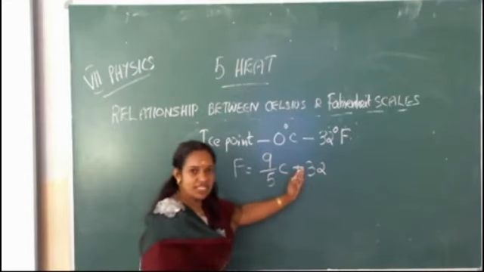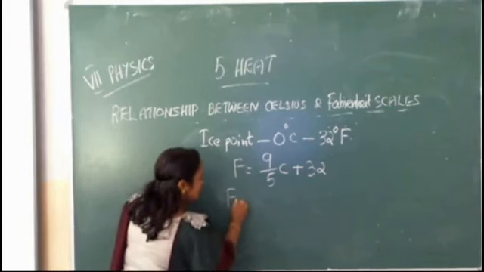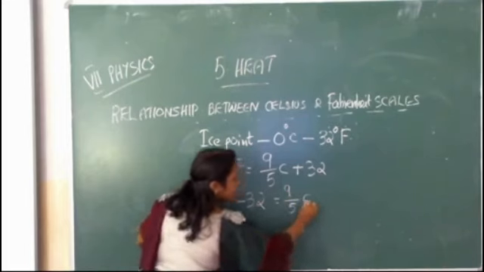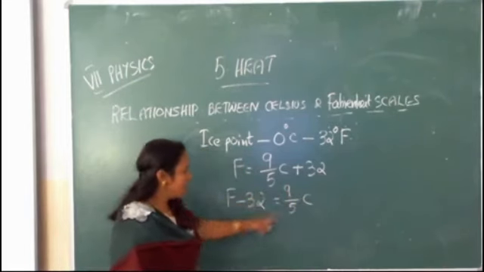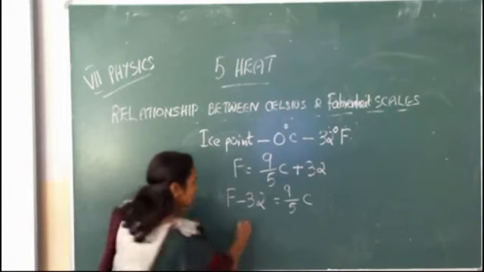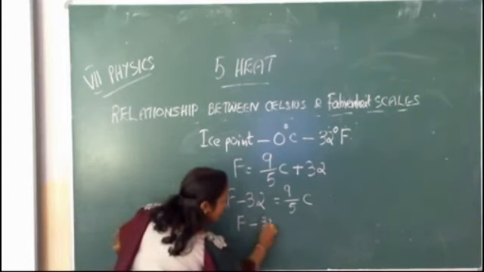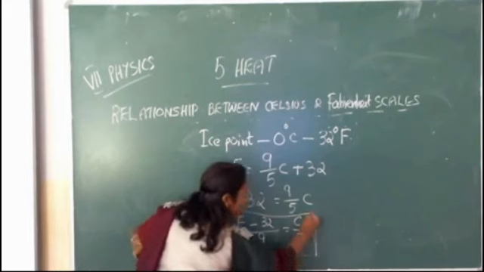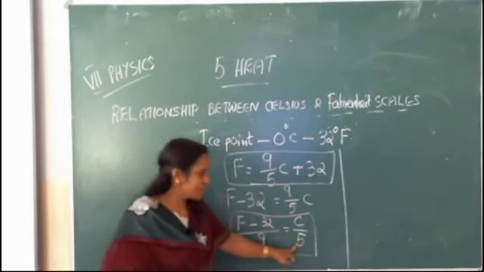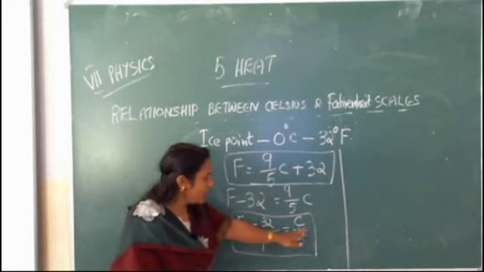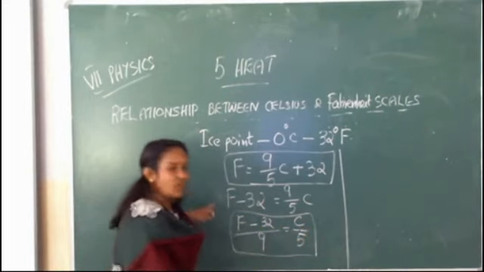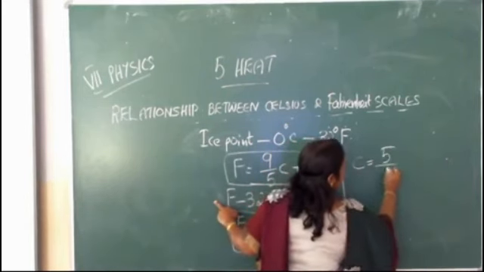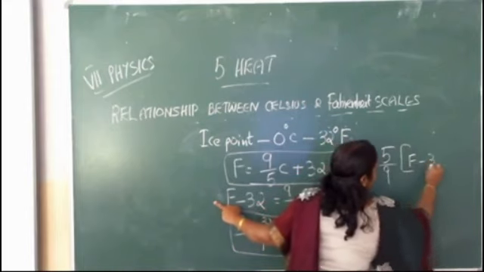First I am taking plus 32 to the LHS, then it will become F minus 32 is equal to 9 divided by 5C. This 9 also I am taking to the LHS, so it will become F minus 32 divided by 9 is equal to C by 5. This is another form of equation. One more equation is that just only leave C here and take 5 also to the LHS. That means C equal to 5 divided by 9 into F minus 32.